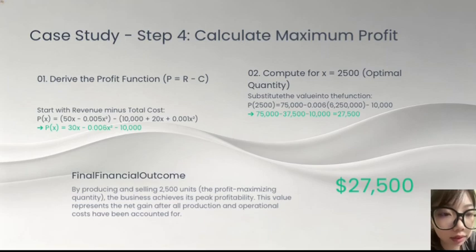The second part puts our best number, 2,500, into the profit formula. The whole calculation process is shown on the right. After calculation, we get the final profit: $27,500 US. The meaning of this result is that we sell 2,500 phone cases. We can earn the highest money after paying the production cost.